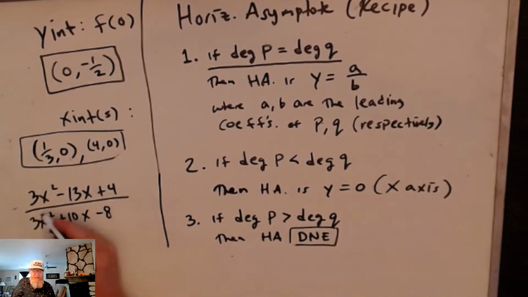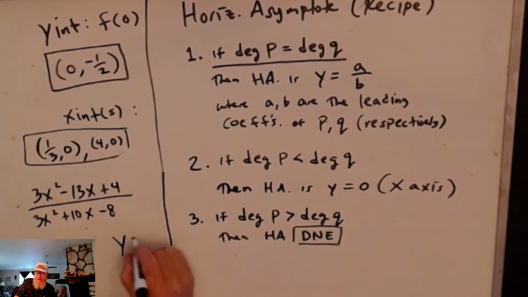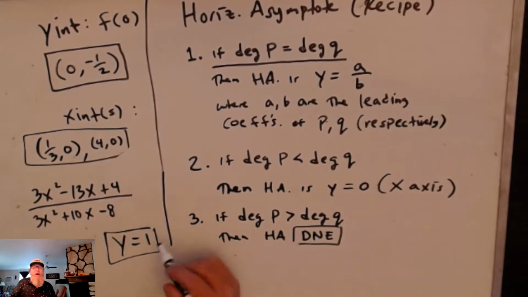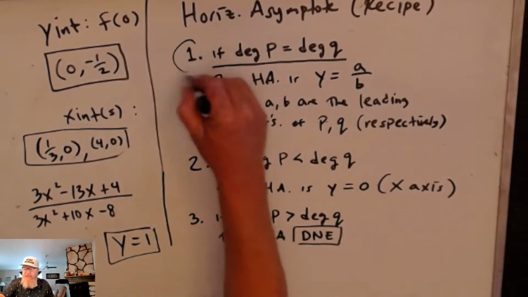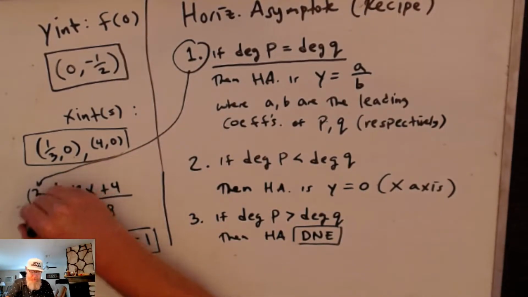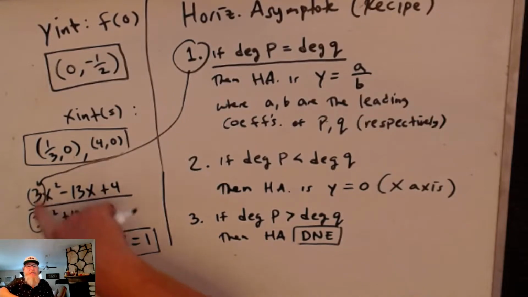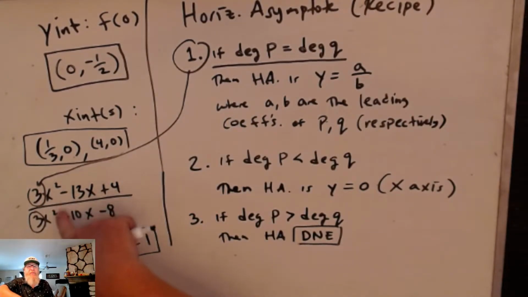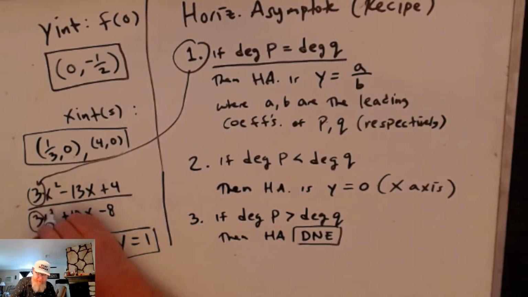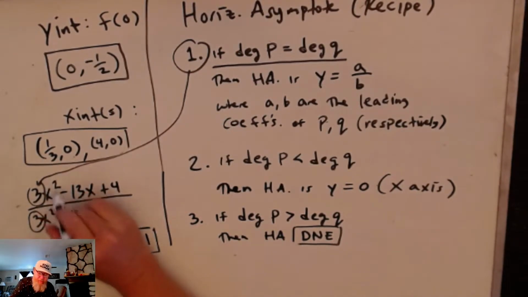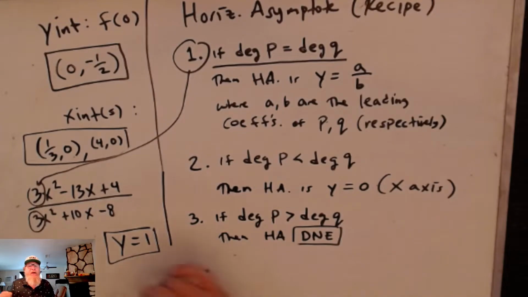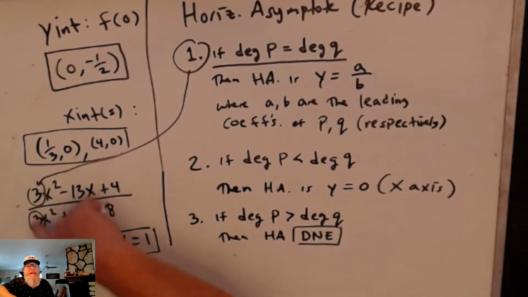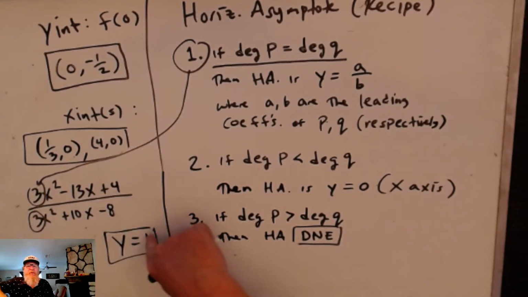All right, and so we can see here that the HA is y equals 1 because it's case number 1. The numerator and the denominator have the same degree. They're both second degree, see? I don't know if you can see that 2 there. They're both quadratic. So we look at the leading coefficient. We take their ratio, 3 divided by 3, and we get 1. So that's our HA.